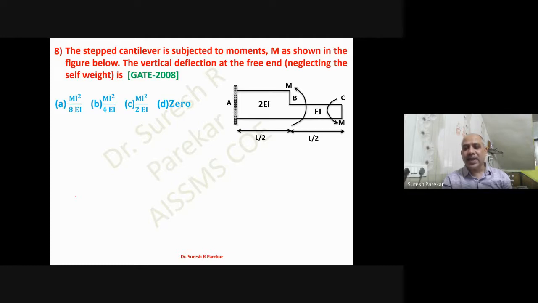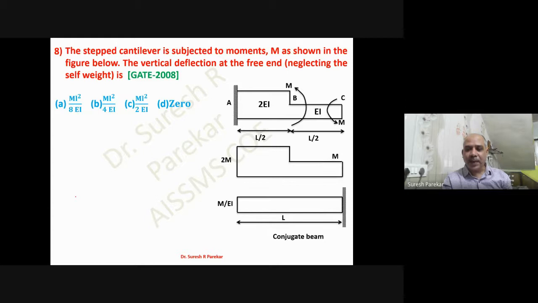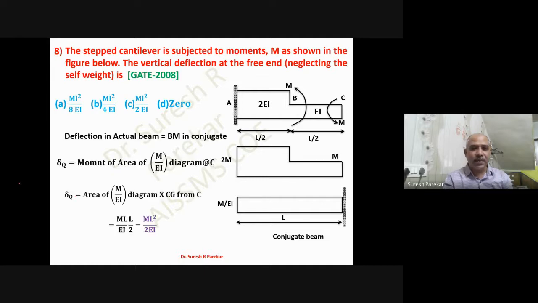And in this, we have both M in the same direction, so do not get confused with this, otherwise students cancel it. First in CB we have M by EI, and in BA we have 2M upon 2EI, so we have M upon EI only. And then we are interested in the vertical deflection at C, that is the free end. So we take the moment of this M by EI diagram, and this will be delta at C.